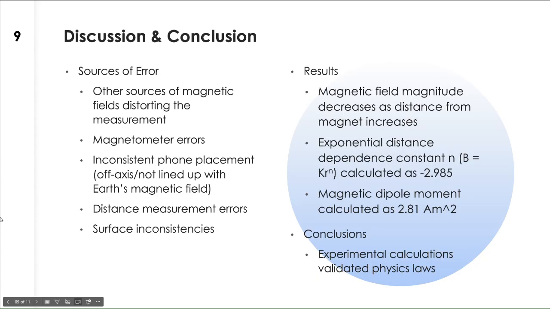And then some sources of error. There could have been other magnetic fields, there could have been sensor errors, and the phone could have been inconsistently placed, so it wasn't lined up with Earth's magnetic field. There could have also been distance measurement errors.